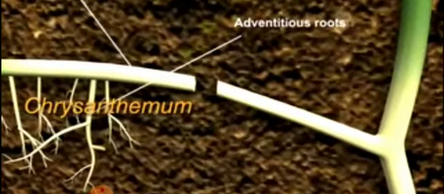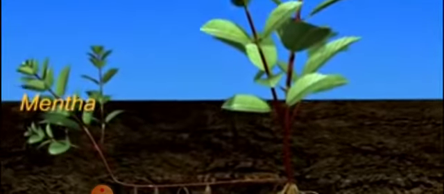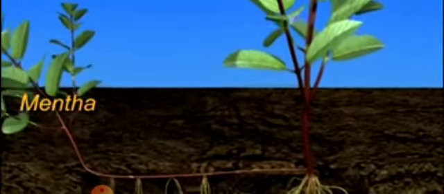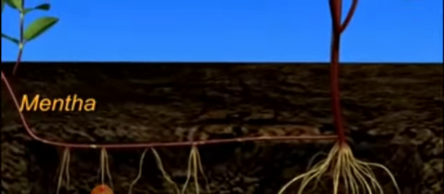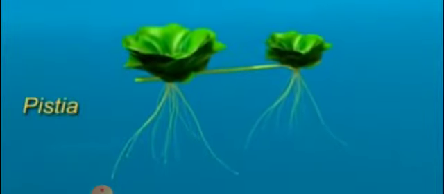Now, when the suckers are separated, a number of individual plants are developed. As can be seen in the pictorial representation over here, suckers can give rise to new plants. The other example which can be quoted is mentha, that is mint. Next are offsets.